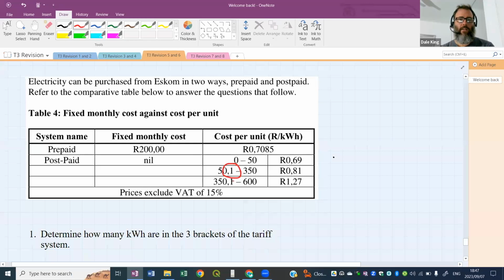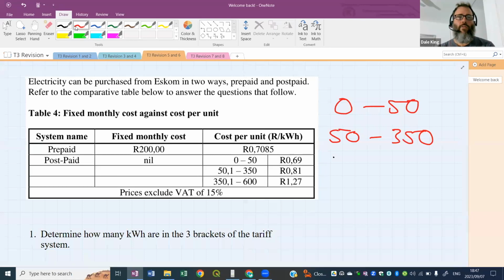That's deceiving. That comma 1 there. I've seen people make a mistake with that comma 1. Why do they do that? All right. We go from 0 to 50, and then we got to go from 50 to 350. Now, if you have 350, you're in that bracket and you're in that bracket. So what they do is to show you that you're over 50 in this bracket here at the bottom, they change this number to 50,1. All right, which says you're over 50, anything over 50.